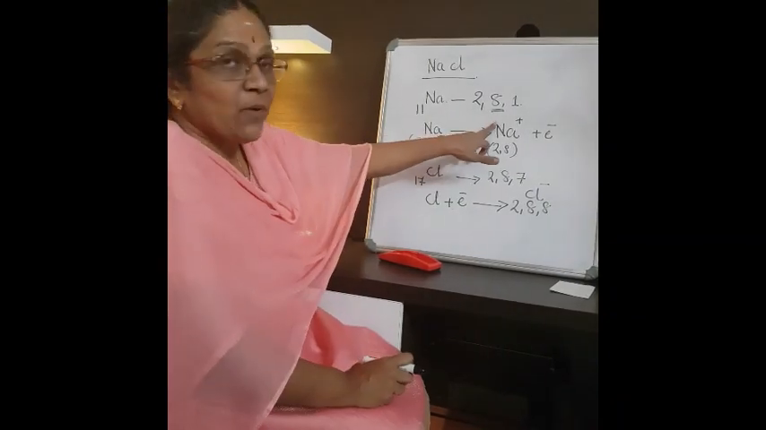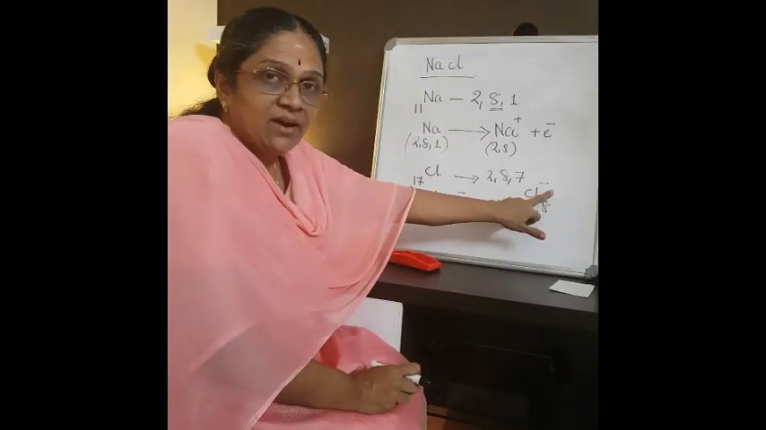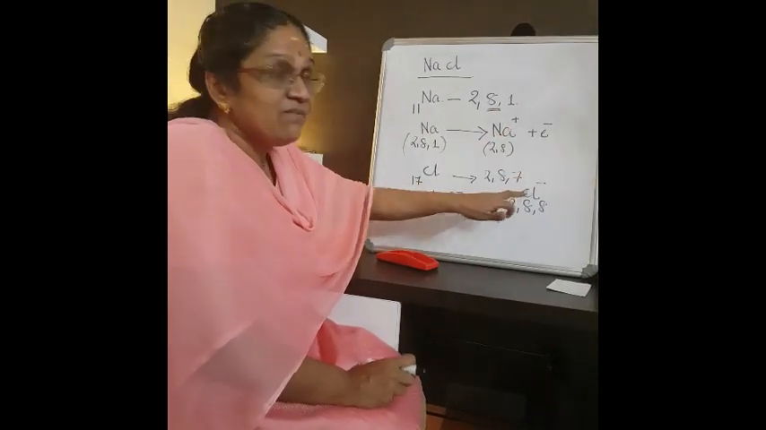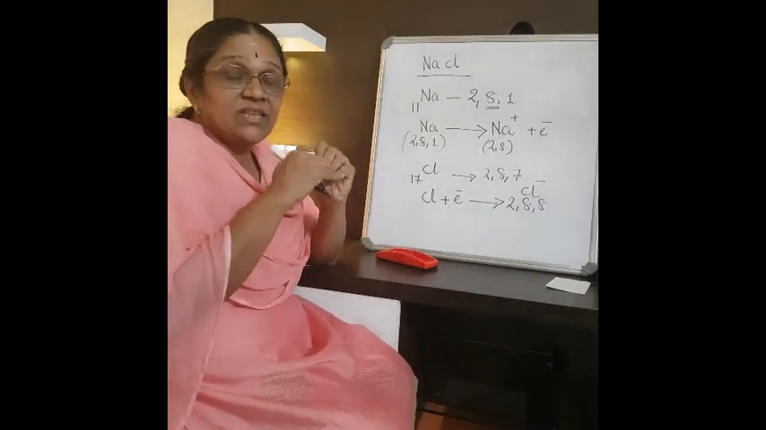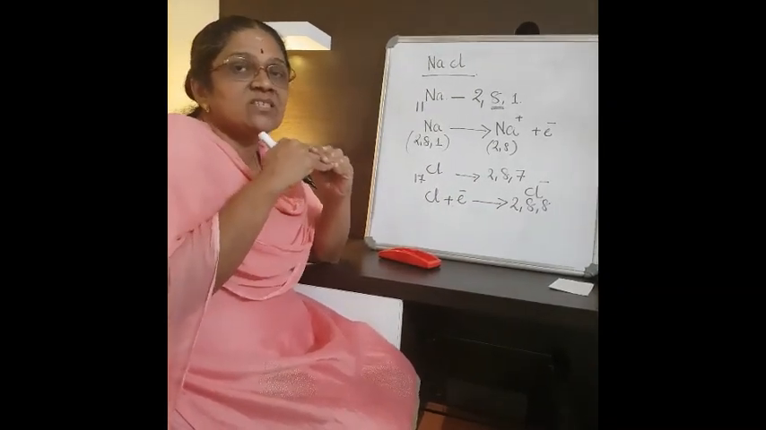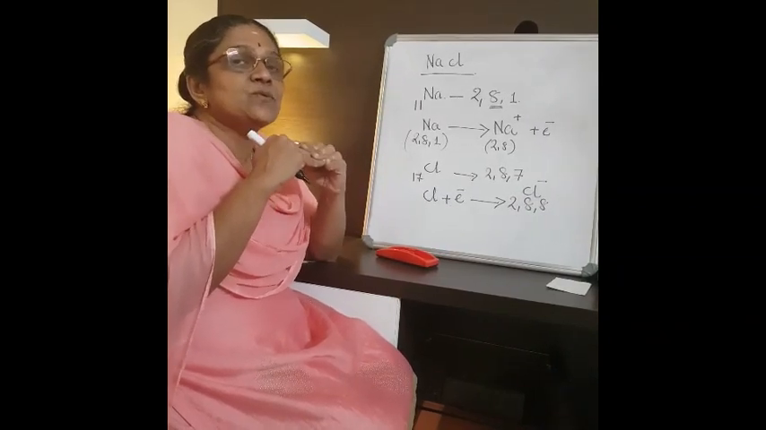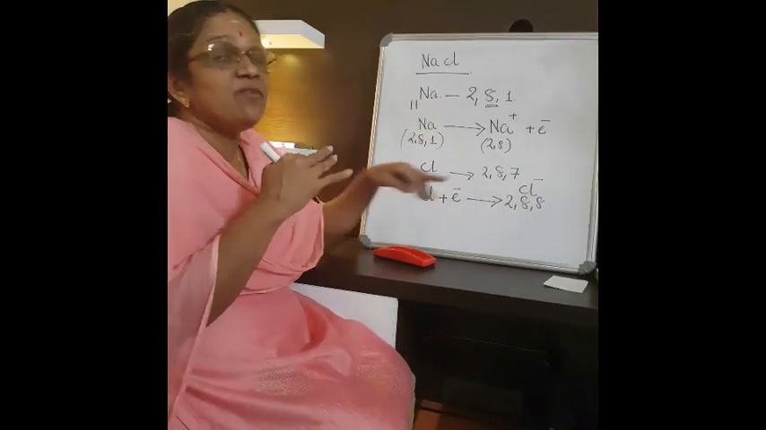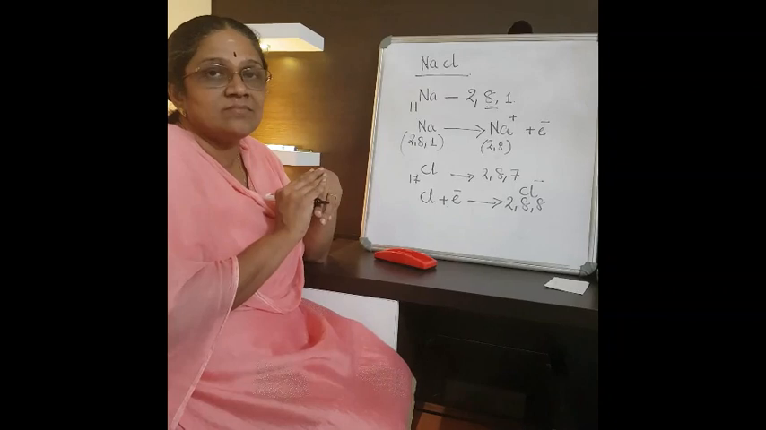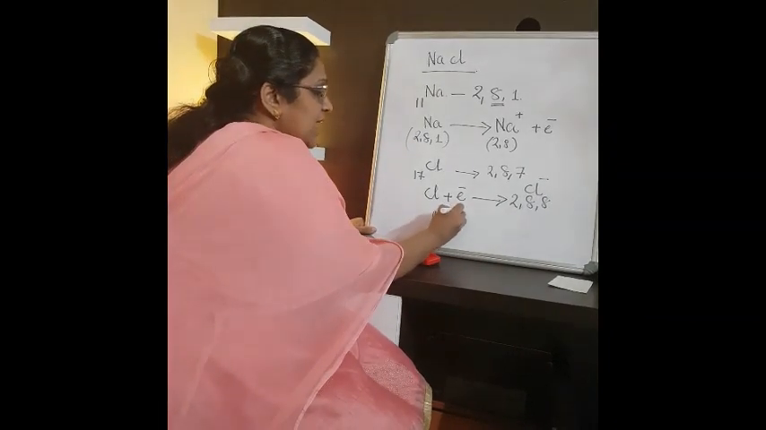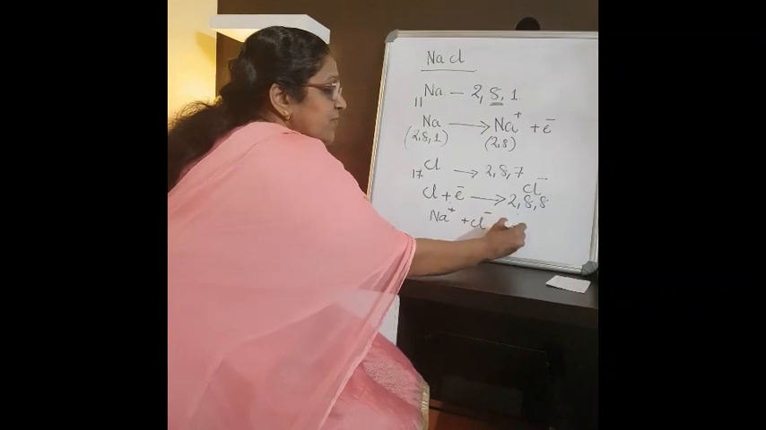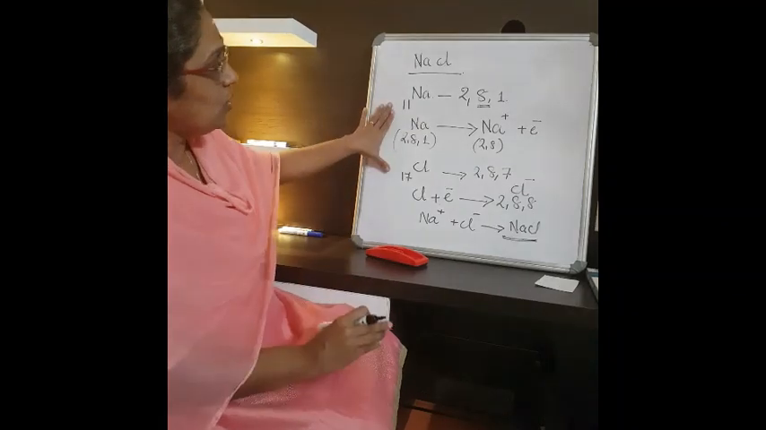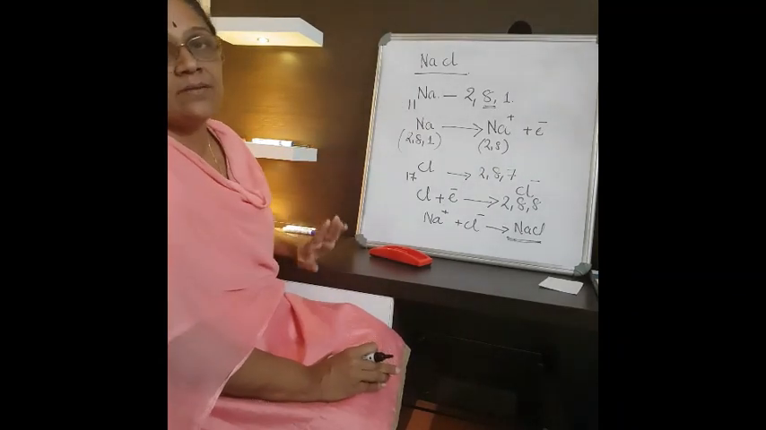Now, since this is a positive ion and since this is a negative ion, what will happen? These are ions, correct? The positive ions and negative ions attract each other with a strong force of attraction, which is called the electrostatic force of attraction. Correct? So, this Na plus and Cl minus will form the ionic compound NaCl. So, this is how NaCl is formed.